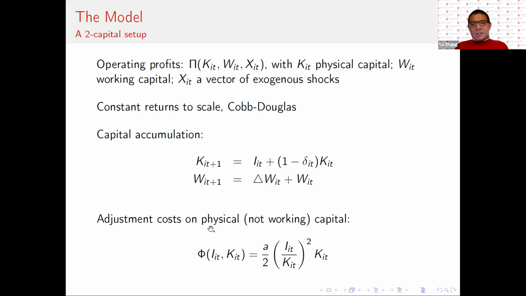Adjustment costs on physical capital are the same as before; we're using the standard quadratic term. And for parsimony, we assume there are no adjustment costs on working capital. Now, in the internet appendix, we did incorporate adjustment costs on working capital, but most of the point estimates on the adjustment cost parameter on working capital are economically small and statistically insignificant, and the incremental model performance is limited. So we ruthlessly simplify. We just discard the working capital adjustment costs altogether.